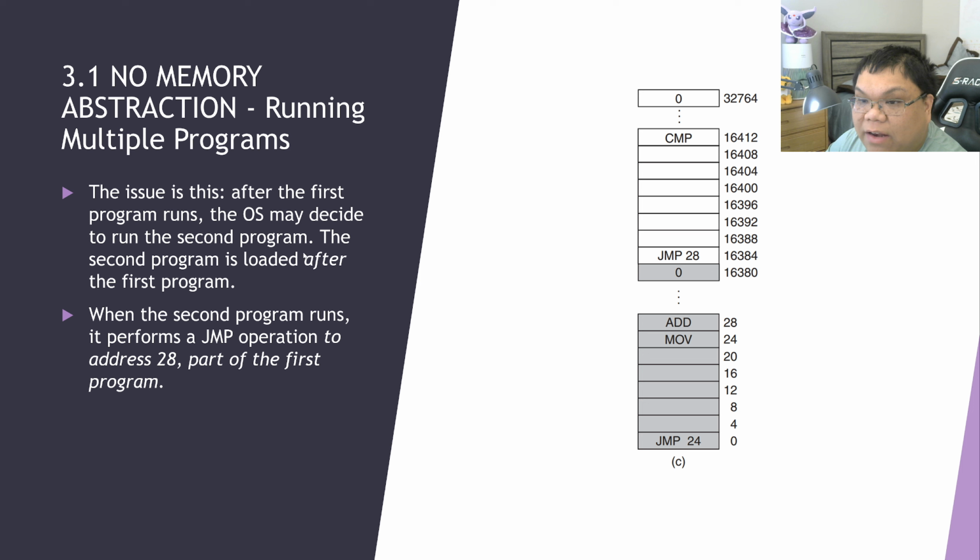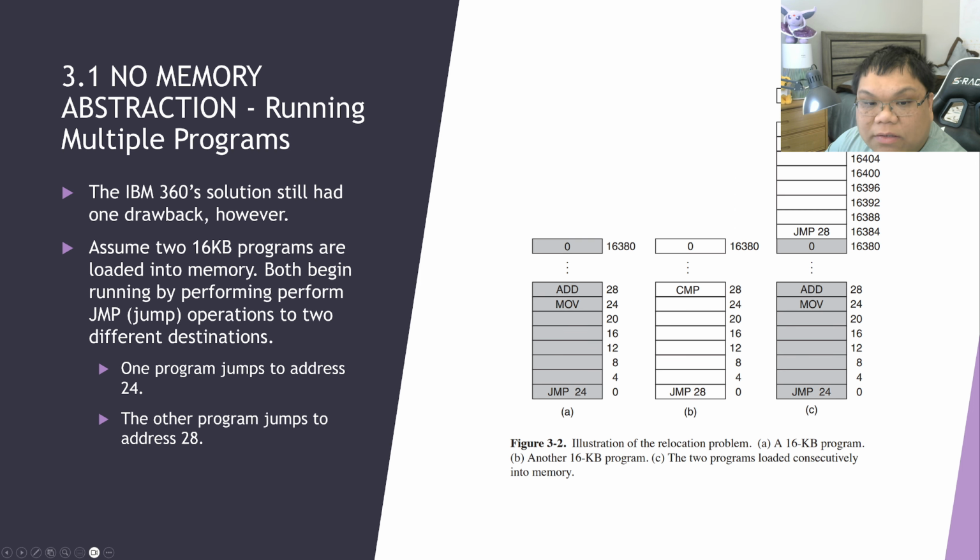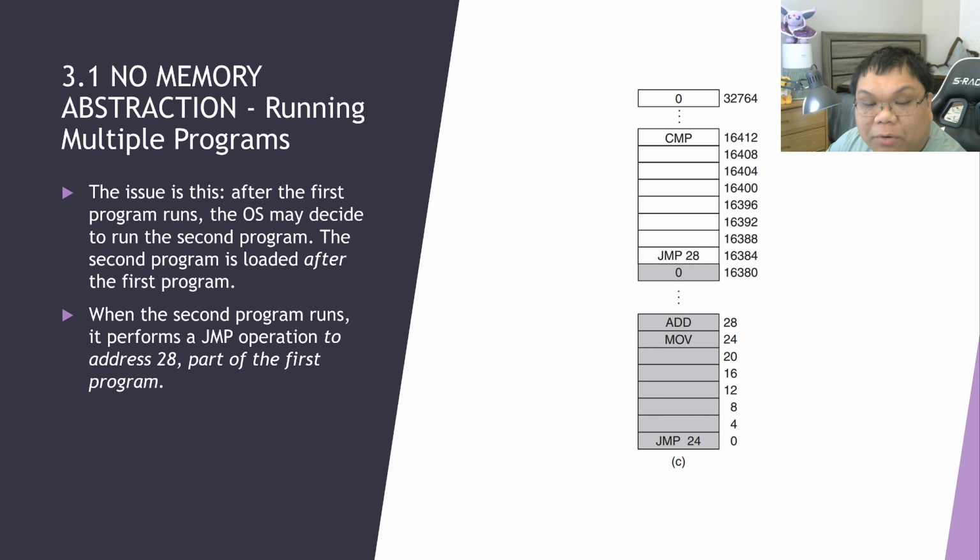Because in the previous slide, jump 24 for the first program is to go to here. Jump 28 in the second program is to go to here. But if the program were to be loaded starting at address 16384, when we say jump 28, what we really want to do is jump to 16412. So that's another hint of what the computer must do to make sure these programs don't accidentally mess with each other's memory spaces.